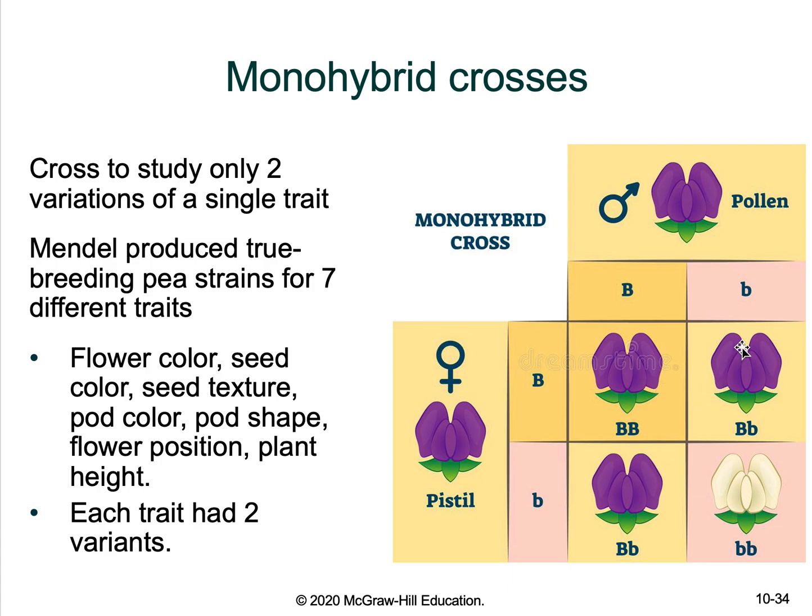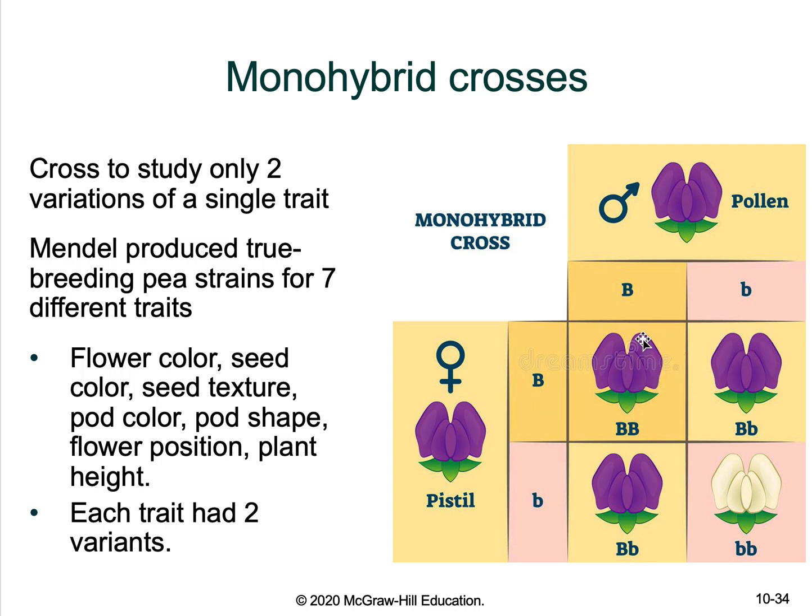This is what we call a Punnett Square. And so it only crosses 2 variations of a single trait. So notice how they're all the same letters: big B, little b, big B, little b. I wish this picture said what the B's stood for. Well, I guess you can tell from this picture. So little b is for white, big B is for purple, and so they cross them.